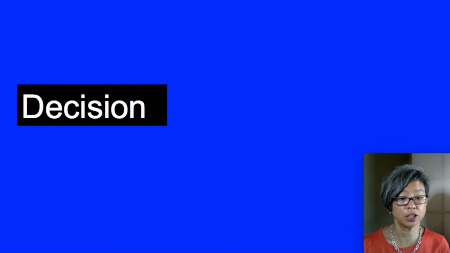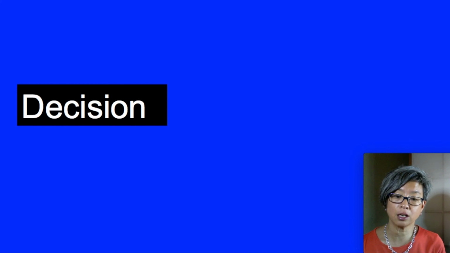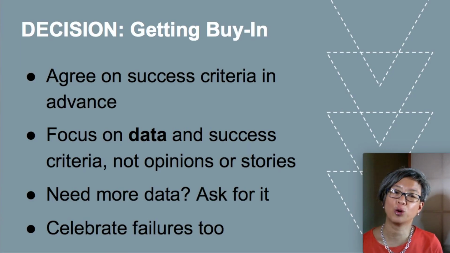If you are a decision maker yourself, setting up this process, let the team know what data you would like to see and what results will be necessary for you to approve the next phase. Now, when you're holding your review meeting, focus on the data and the success criteria, not opinions or stories. Everyone will have a different perspective, but the data should drive your decisions. If you don't feel like you have enough data, ask for it. It may make sense to run a few more experiments so you can make the most informed decision possible.